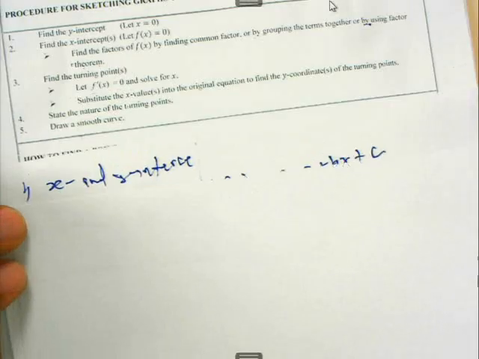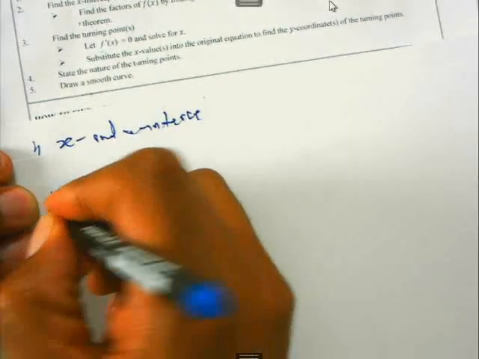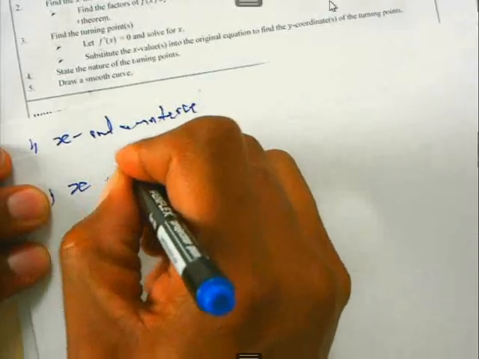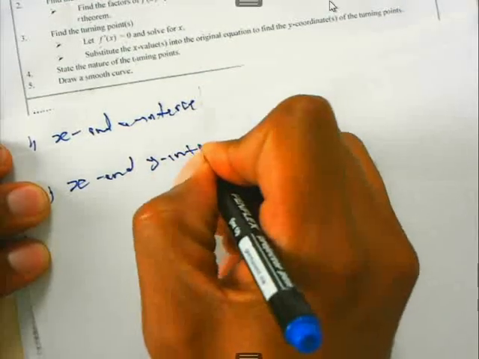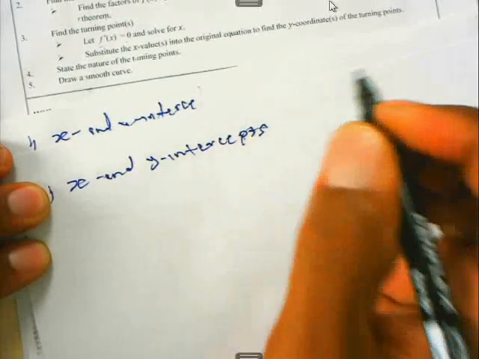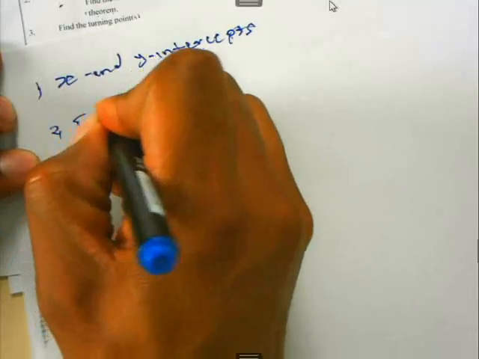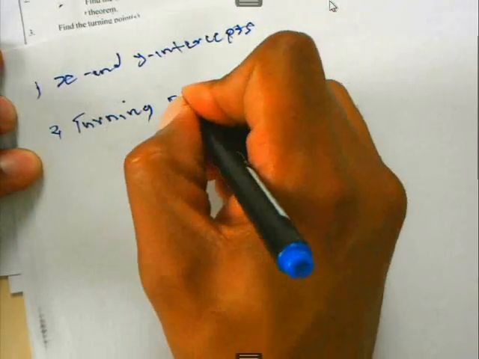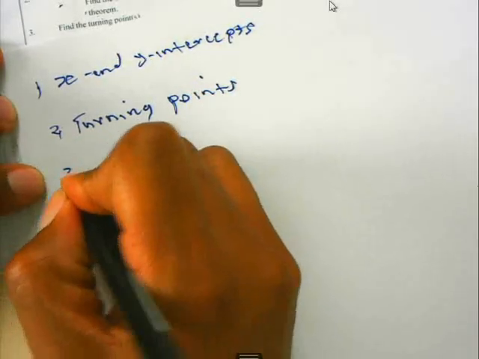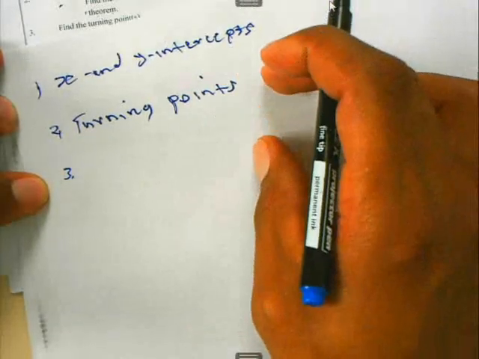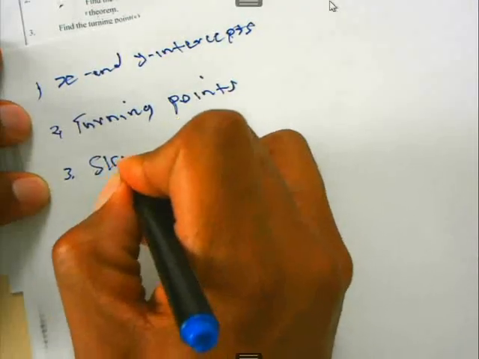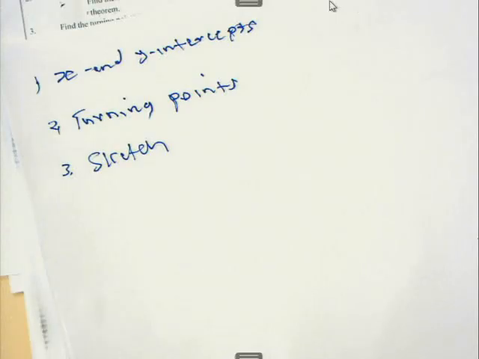Which ones am I referring to here? I'm referring to number 1, the x and y intercepts, very important. And then the second one, that is the turning points, which is also very important. With these two pieces of information, we are now able to sketch a smooth curve of a cubic function, which is very, very important.